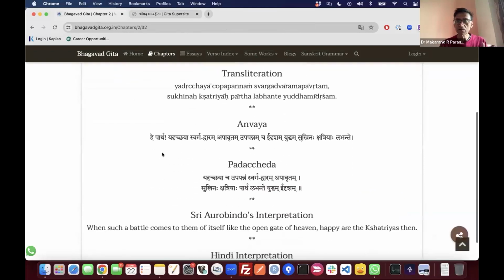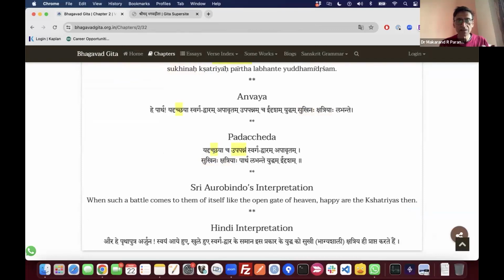I wanted to say that sometimes when we are trying to chant the verse aloud, because of the sandhis, it becomes a little more difficult. But suppose you go to the padacheda. For example, instead of saying Yadrichhaya chopapannam, which is a little harder, just scroll down and you see the padacheda: Yadrichhaya cha upapannam. Cha here indicates the "and." So when Dr. Saab is making us chant and holding the stick, if you look at the padacheda, it might be easier.